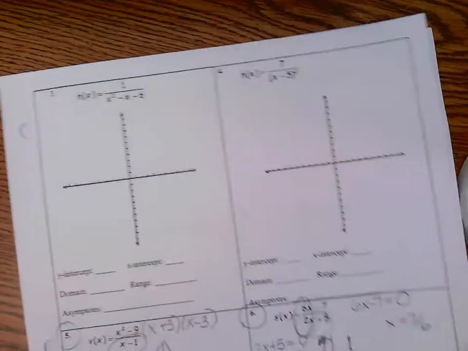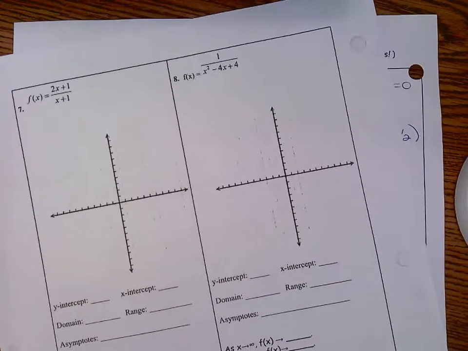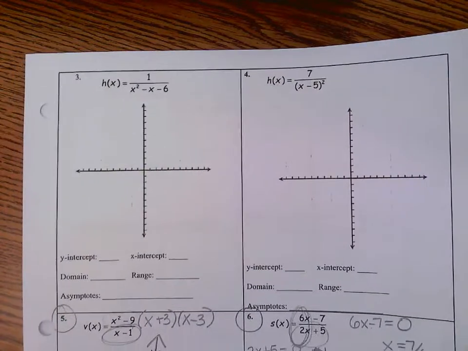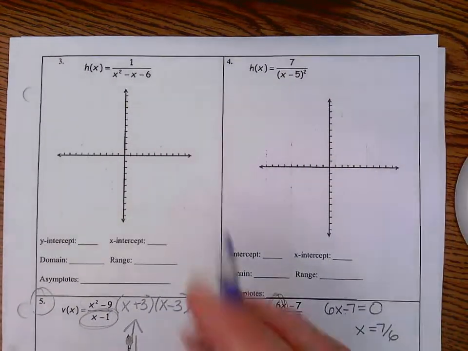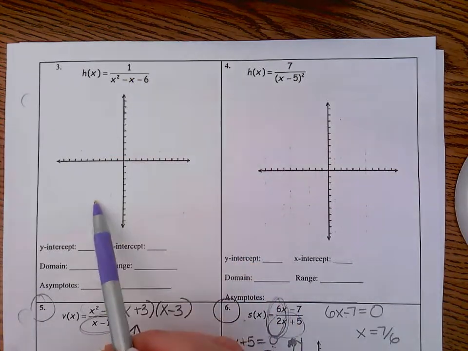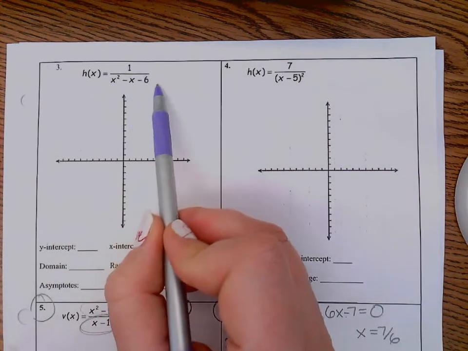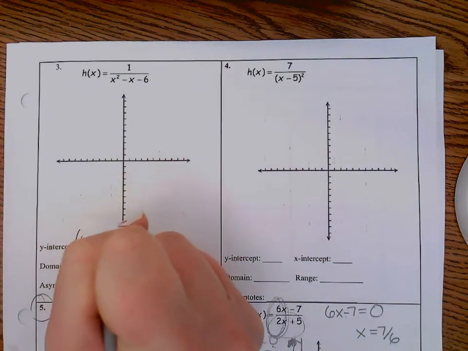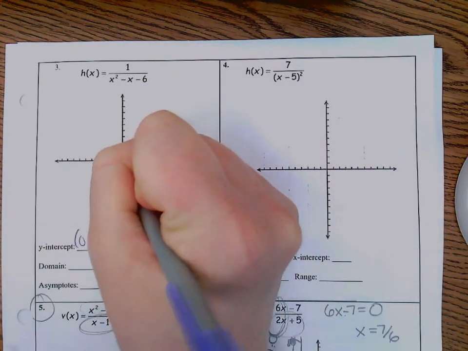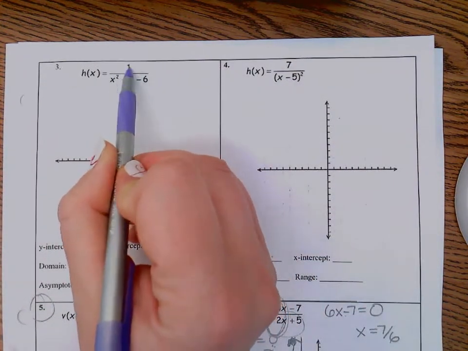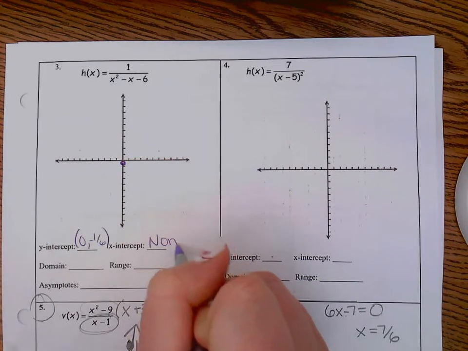All right, so we're going to do examples 3, 4, 7, 8, and 9. And my recommendation again is to kind of pause the video as you go and try it on your own first. So example 3, to get my y-intercept, I plug in 0 for these x values. So I get negative 1/6. So 0, negative 1/6. For my x-intercept, I look at the numerator. The numerator can never be 0. So I have none again.